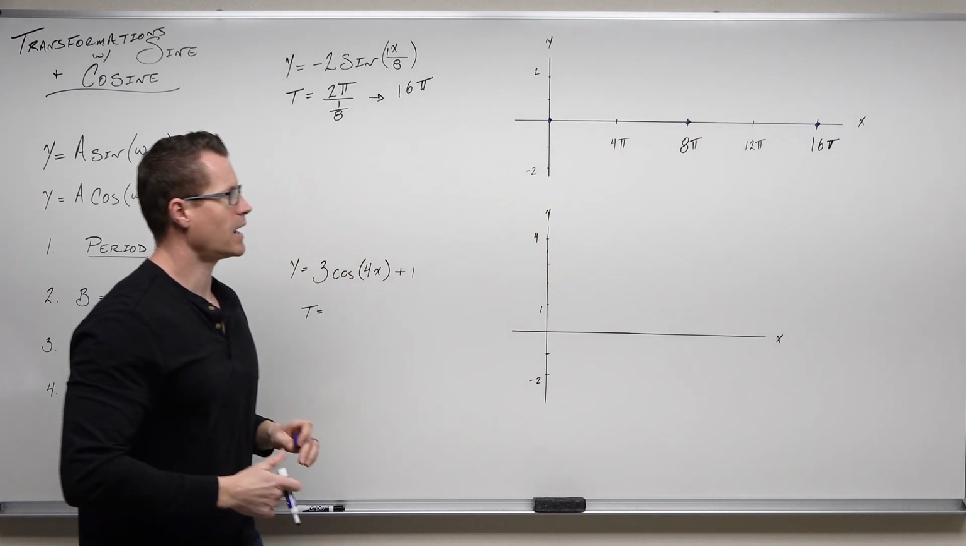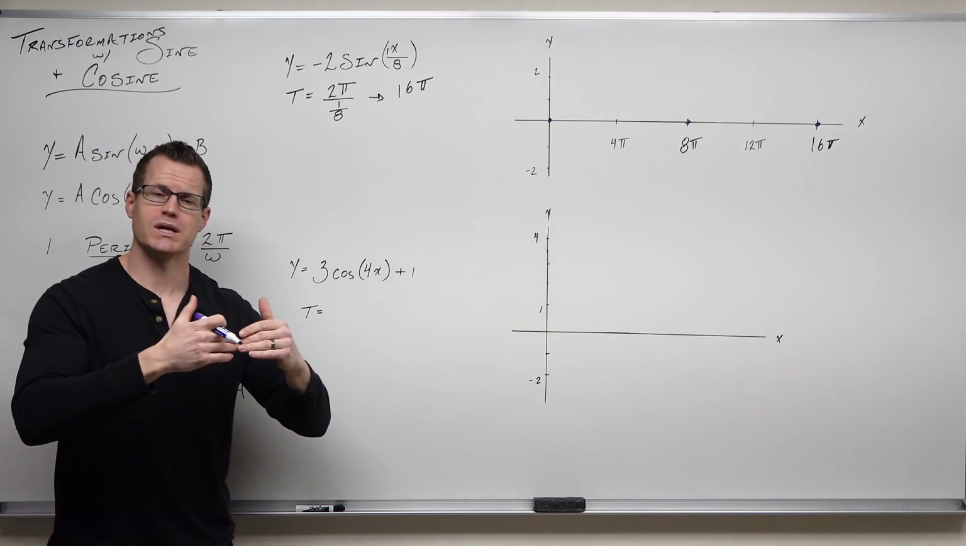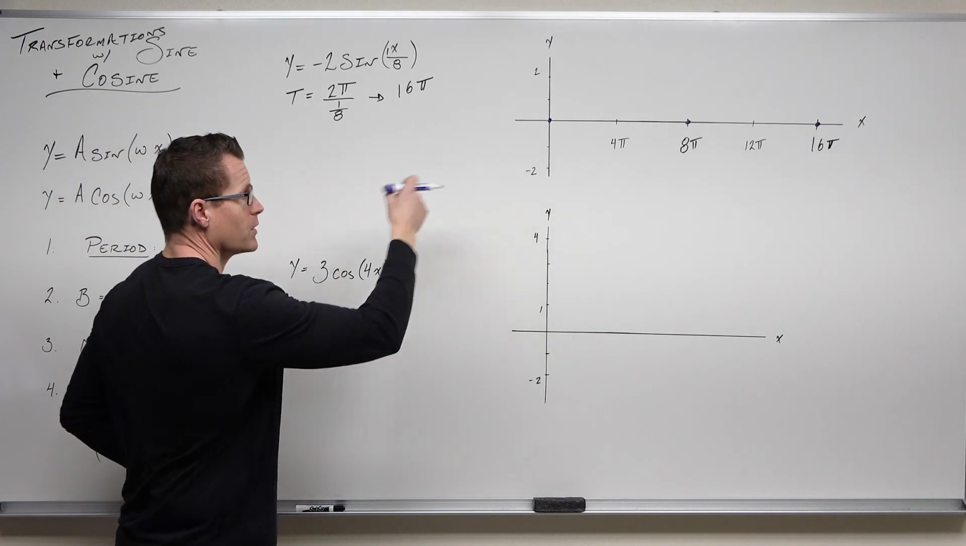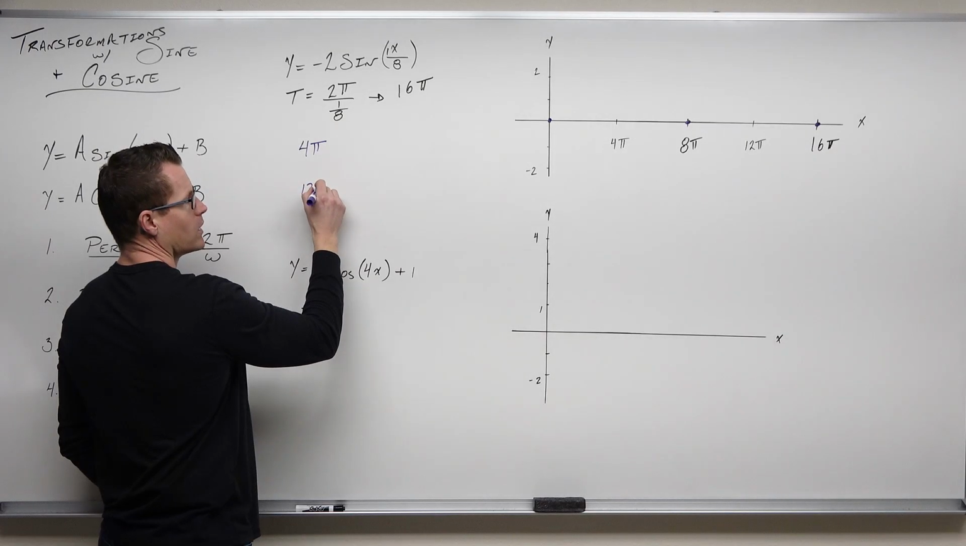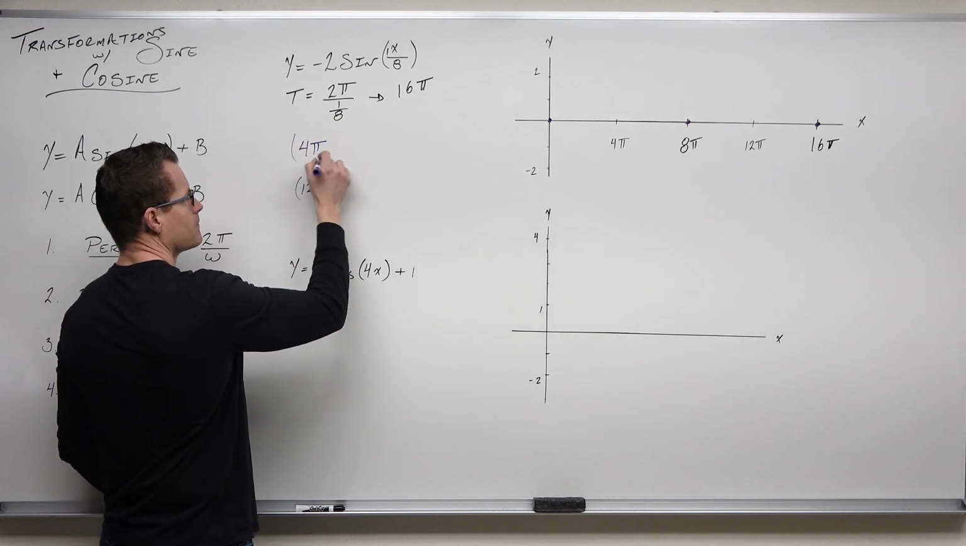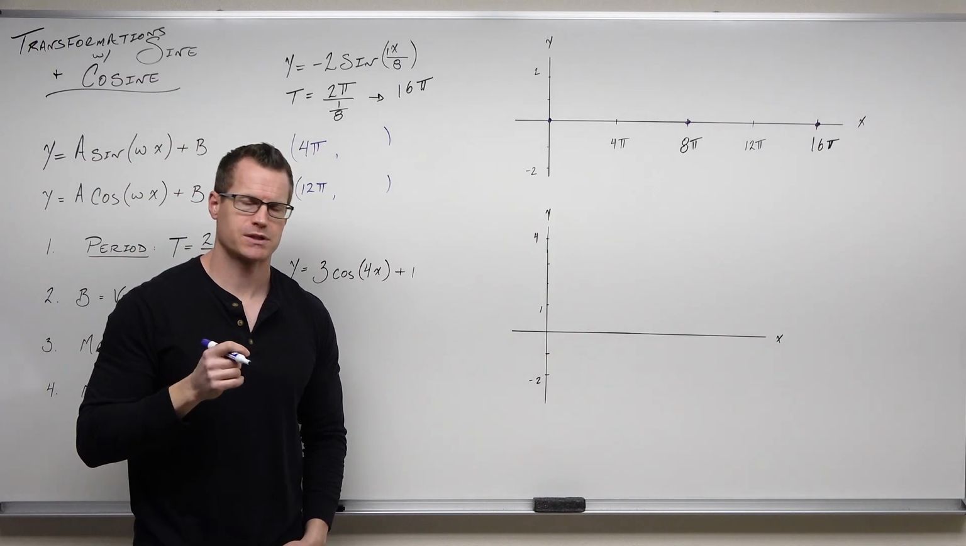So center and ends for sine. Whatever's not an x-intercept is going to be a key point for you. So I'm going to put 4 and 12 pi. We need to have a mental picture of sine in our head.